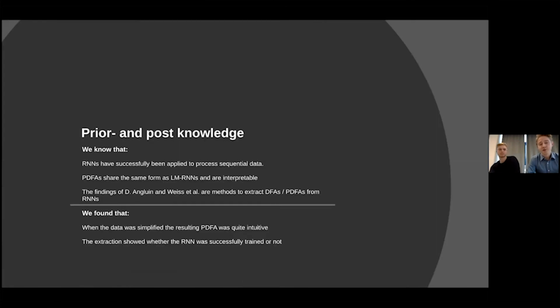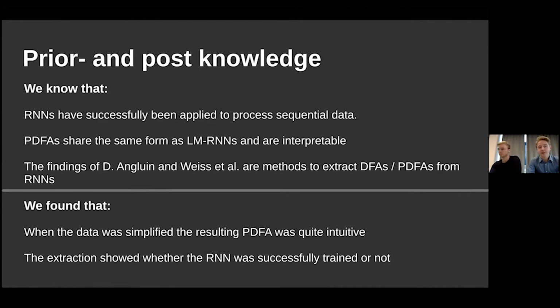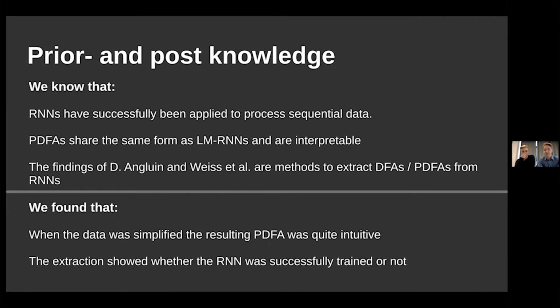So prior to going into some of the findings that we have, and before going into our own research, we already knew that recurrent neural networks can successfully process sequential data. And so we had to attack it from that angle. We also knew that PDFAs have some similarity in form with language model RNNs. And so we could hope to find some interpretability in their relationship. And so we used the algorithms by Anglin and Weiss to extract them.